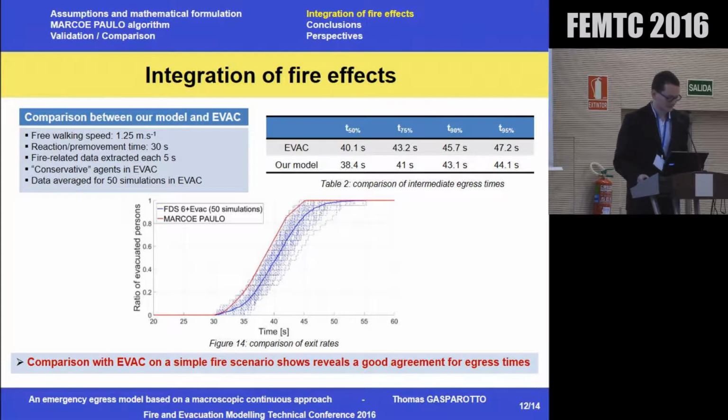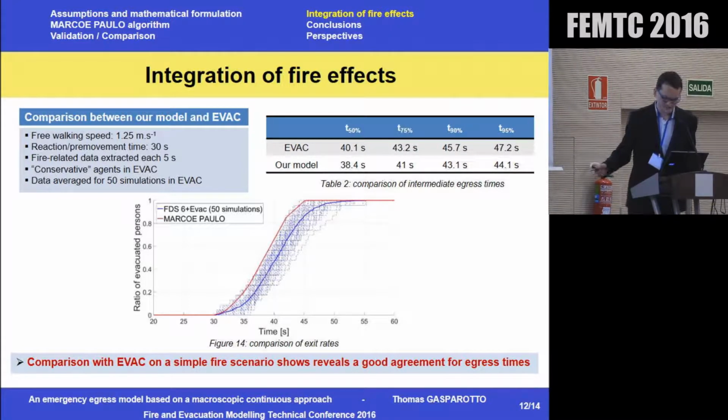From this scenario, I decided to compare our model with EVAC, the evacuation module embedded into Fire Dynamics Simulator, and we used the same input parameters to make the comparison appropriate. Fire-related data were extracted each 5 seconds, and I programmed a conservative behavior for agents in EVAC. Conservative behavior is one of the particular submodels embedded into EVAC. And 50 simulations were run with EVAC to collect average data.